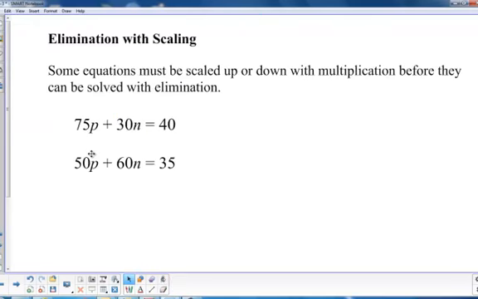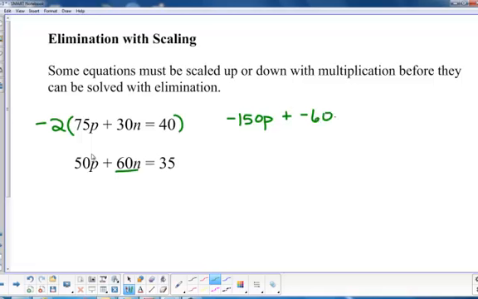All right. This one isn't so beautifully set up to eliminate, but we can pick to multiply one equation or the other by a number, or both, to make it eliminate. So you see how this is 60? If I multiply this top equation by 2, I'm going to get a 60 next to my n, and then I can eliminate through subtraction. In fact, if I multiply by a negative 2, I could eliminate through addition. So I'm going to do that. Negative 150p plus negative 60n equals negative 80. Every single thing needs to be multiplied by that negative 2. And then we'll just rewrite the bottom one as it initially was.